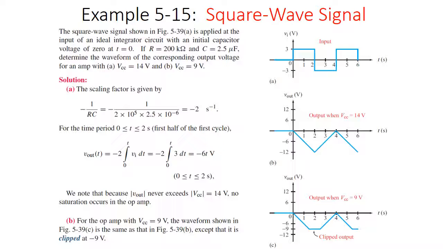From negative infinity to 0, we've got 0. That part's easy, and it's going to be 0 volts the whole way through. Now we look at from 0 to 2 seconds. From 0 to 2 seconds, we integrate that, and it's 3, so we do the integral from 0 to t of 3, which is 3t, times minus 2, so minus 6 carries the minus sign over. So that's minus 6t volts.